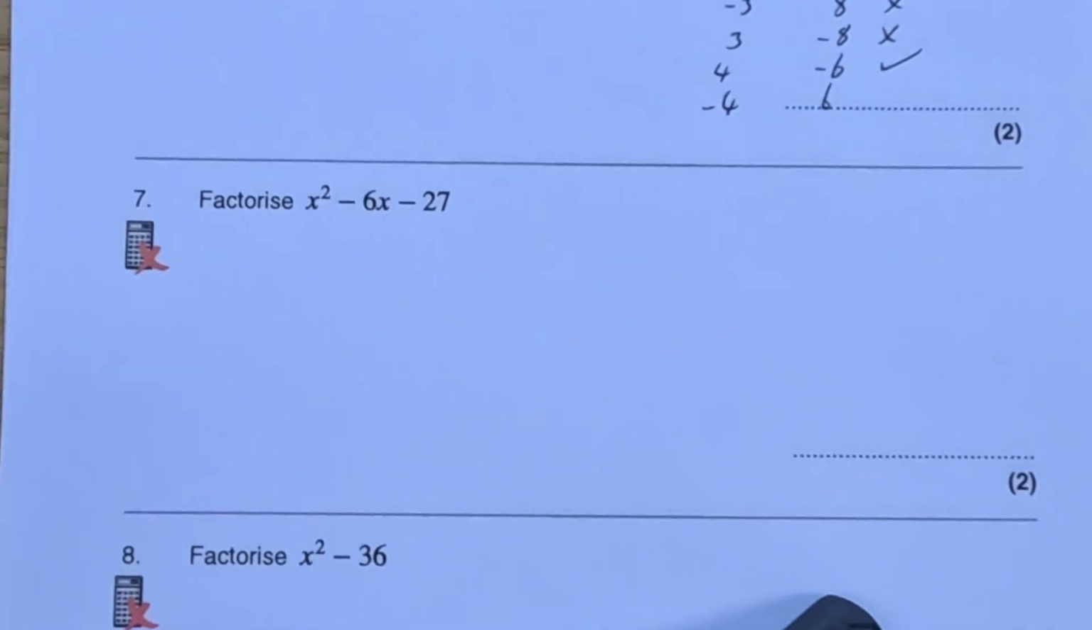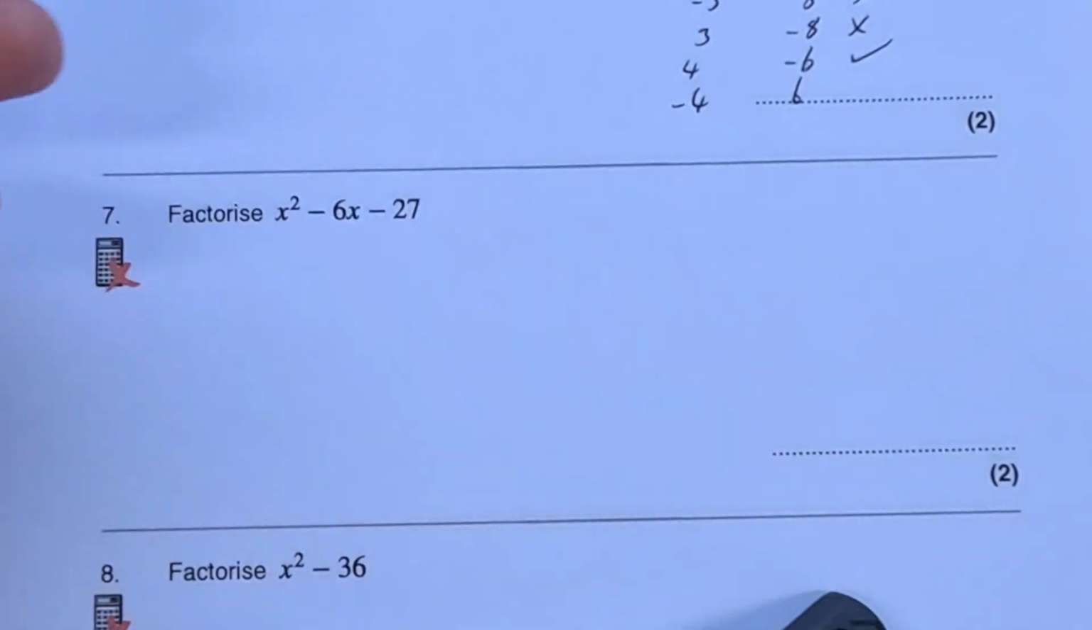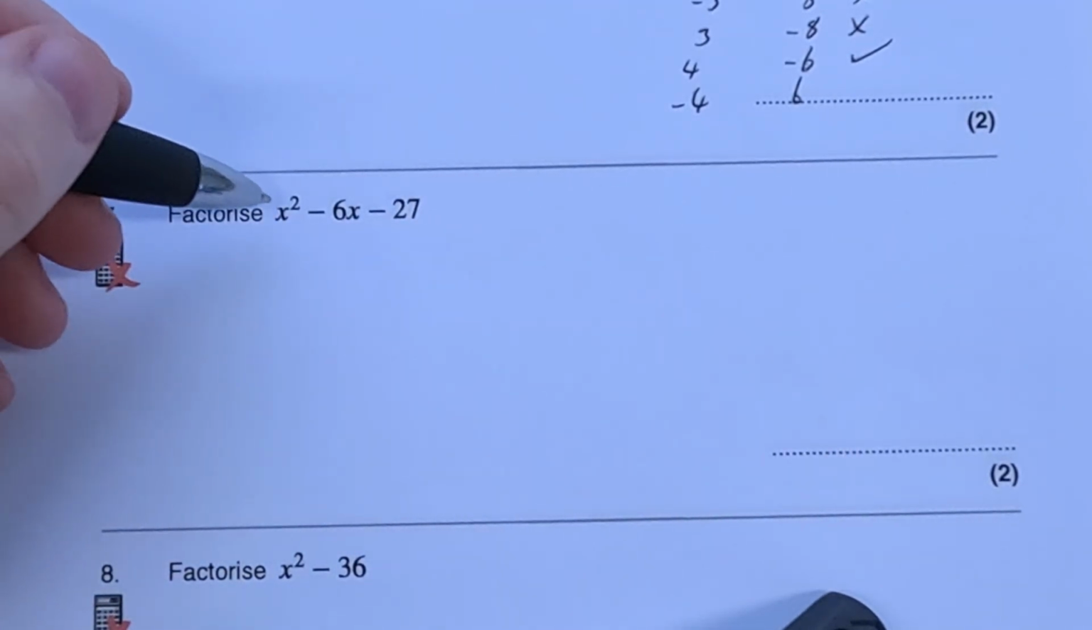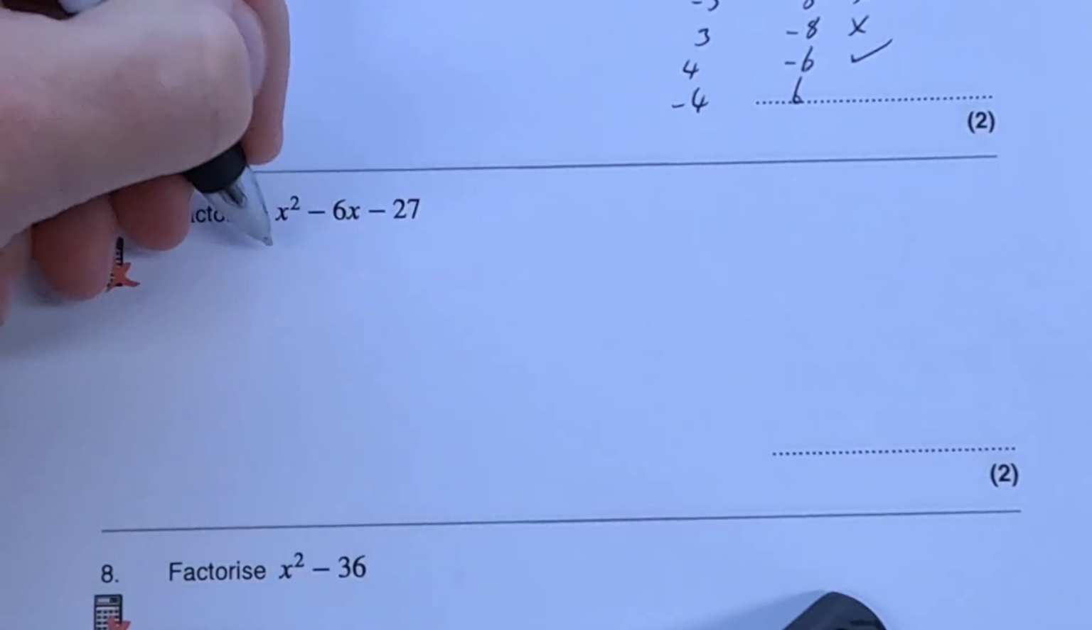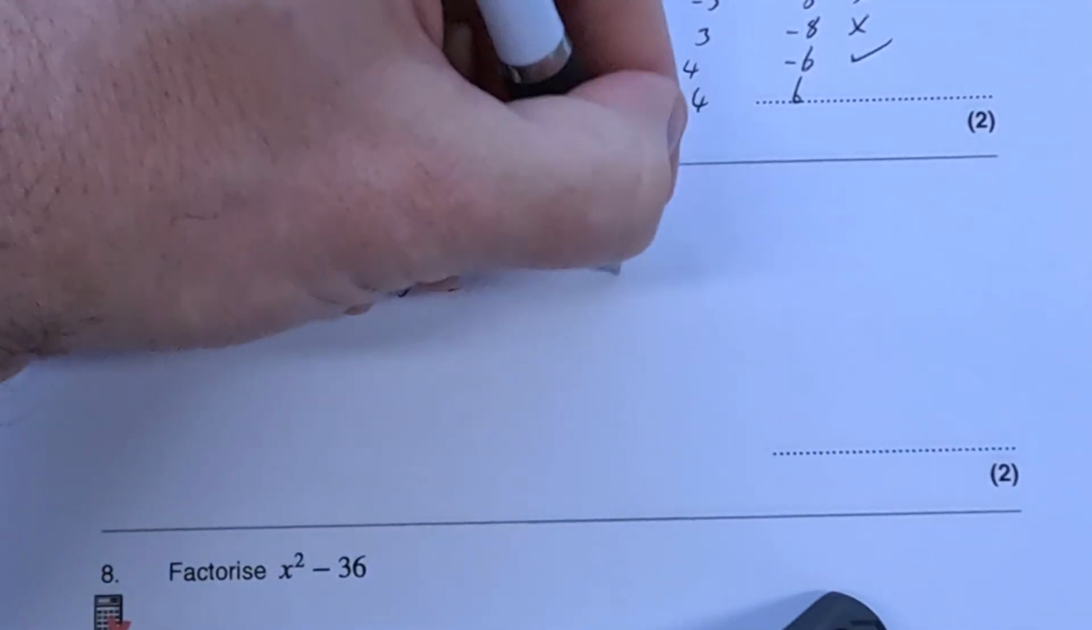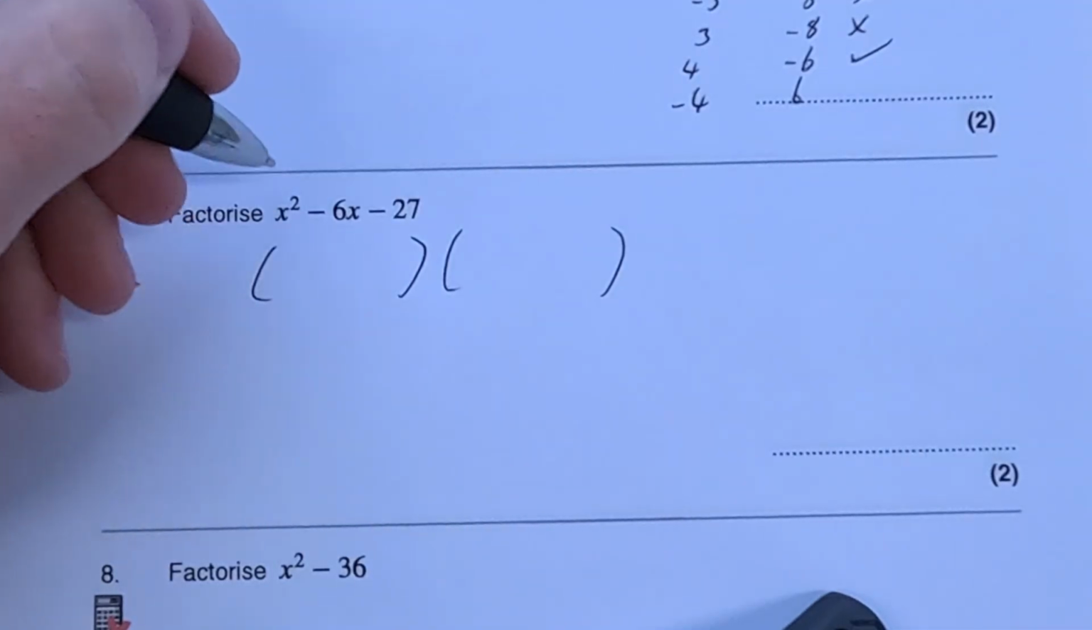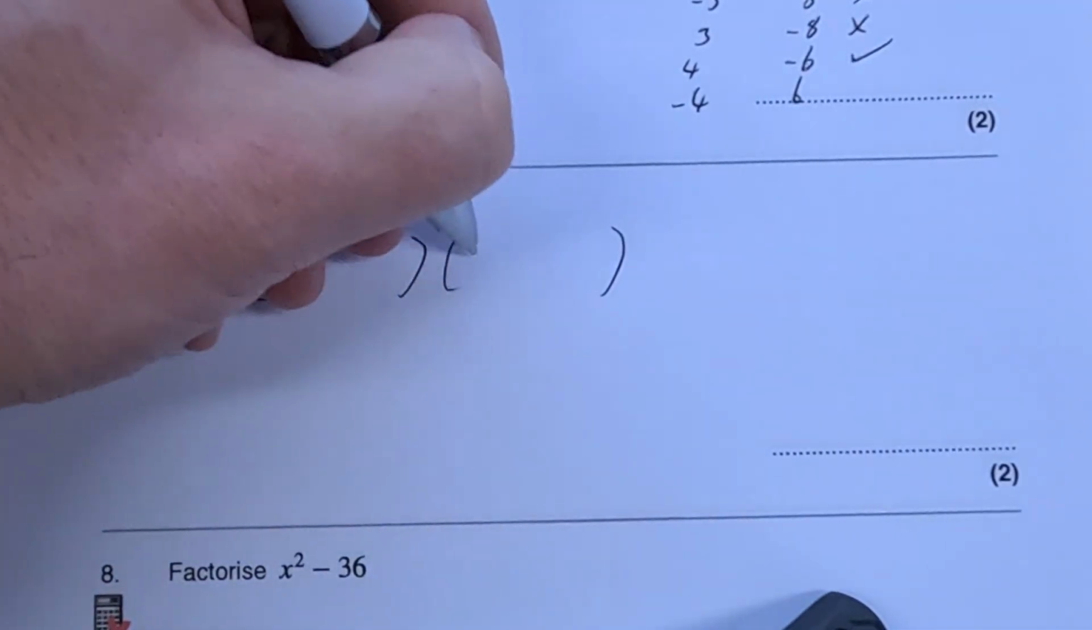Okay, let's look at the next one. Our next one, question number 7. I'm going to do this next one without doing the list. It says factorise x squared minus 6x minus 27. So let's put our brackets down. It's a quadratic and we want to factorise it. Because it's x squared, let's put x's at the front of both brackets.